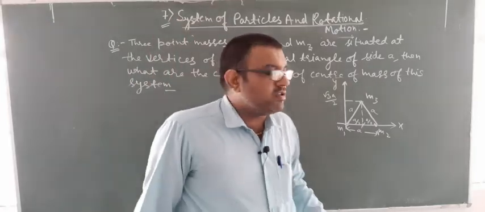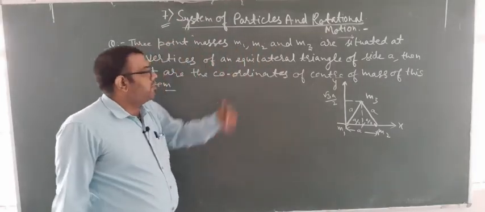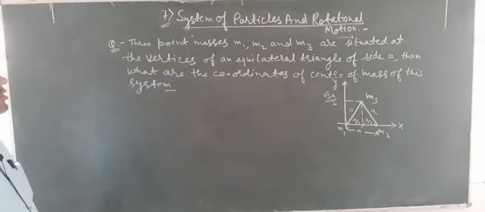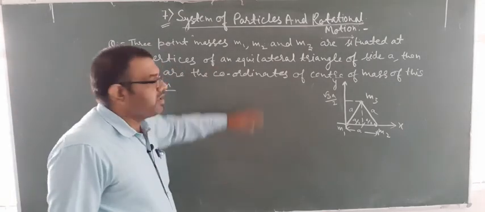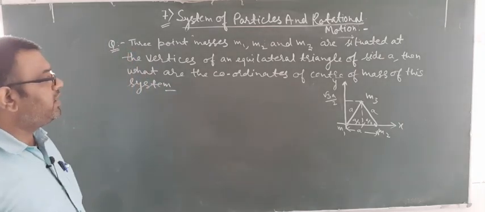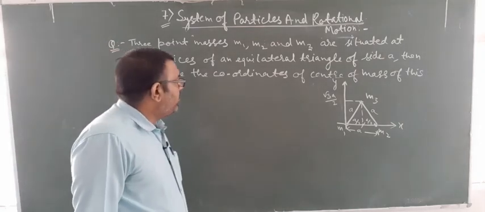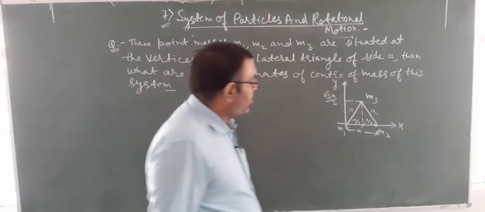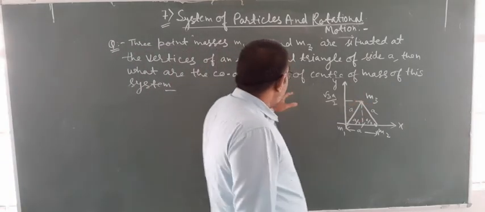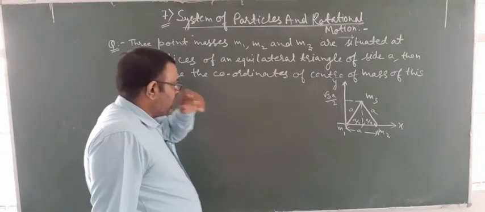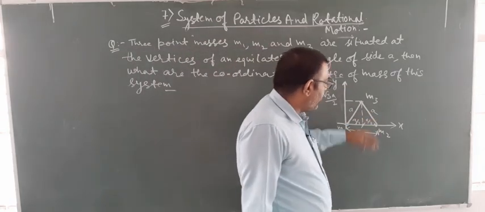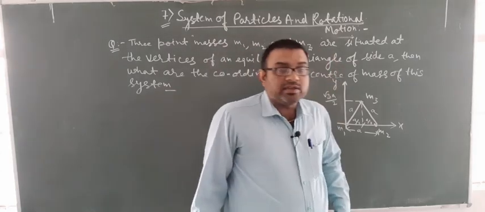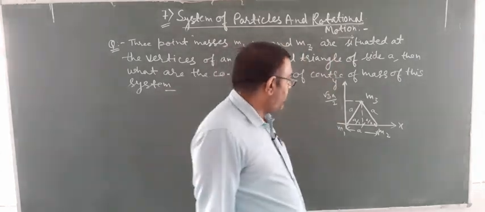Yes, dear students, look at the numerical in front of you. It is given that three point masses M1, M2 and M3 are situated at the vertices of an equilateral triangle of side a. Then what are the coordinates of the center of mass of this system? Three masses M1, M2 and M3 are situated, so we have to find the center of mass of the system.